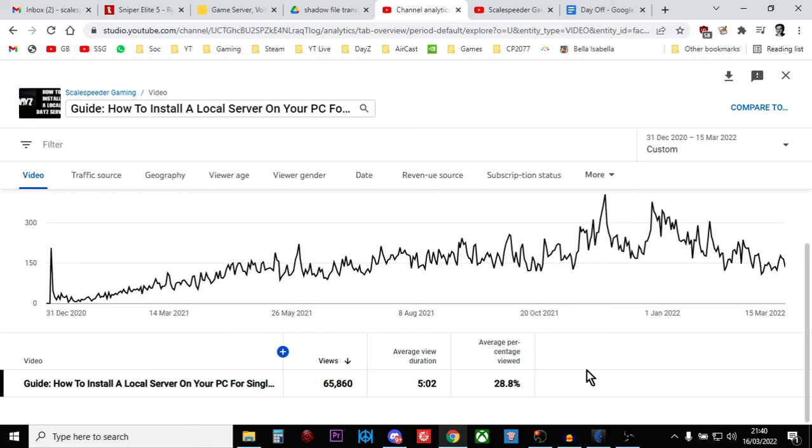With videos about mods or anything where you are answering questions, they have a long tail of views, so they probably don't have that many daily views or monthly views, but in the long term they will get an awful lot of views. And this particular video, which is a simple video, how to install a local server on your PC for a DayZ server, has had 65,000 views. Now, let's have a look at the sources as well.